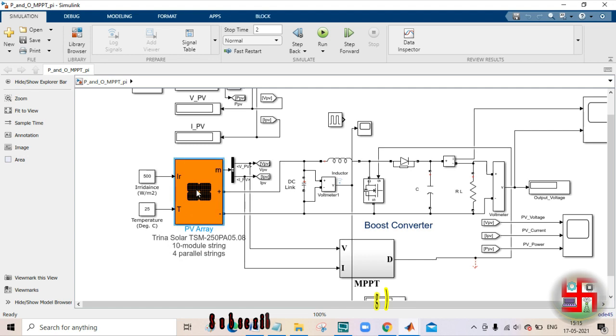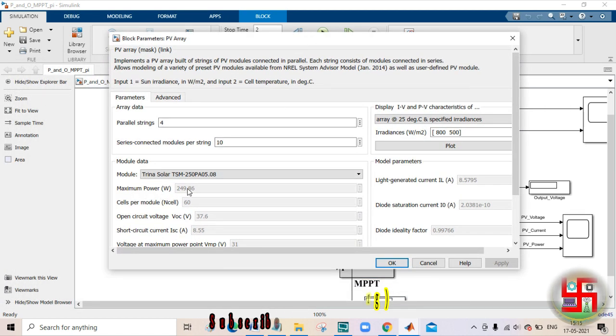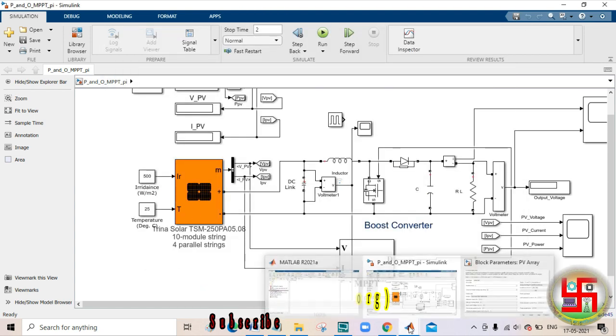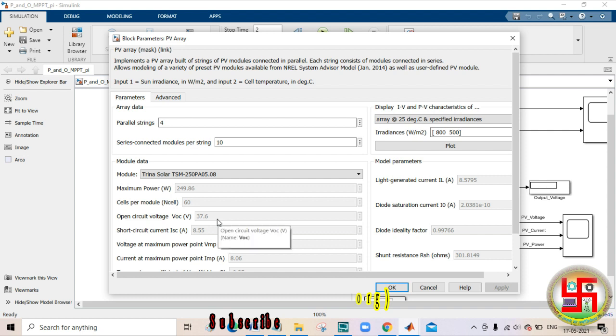If you observe the pop-up in the Simulink design, you can see each panel will give around 249.86 voltage, and each panel has 60 cells. One panel gives an open circuit voltage of 37.6, and the maximum voltage when we apply the MPPT is 31 volts. Here we keep irradiation at 800 and 500.